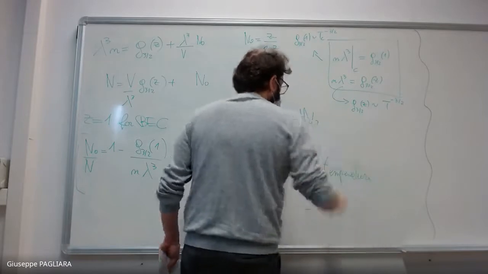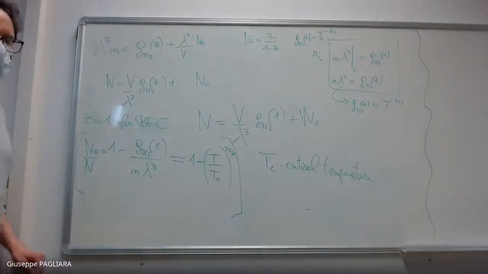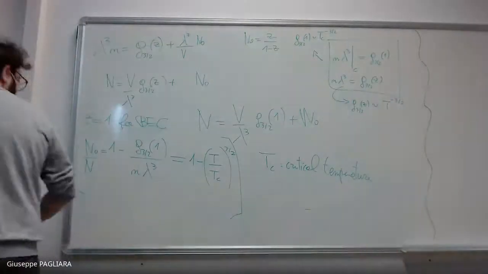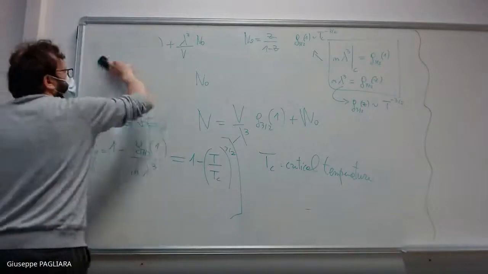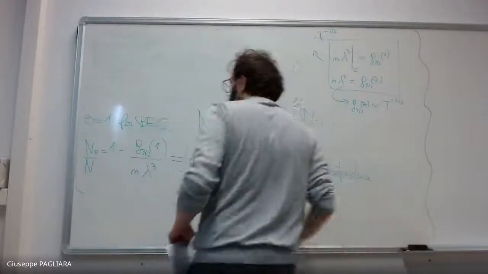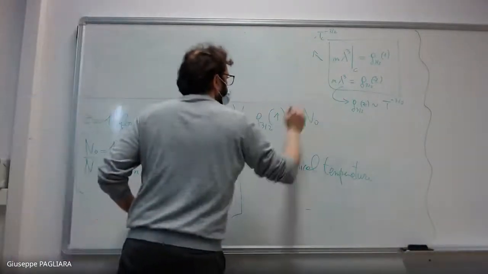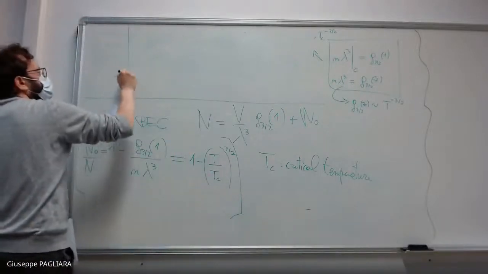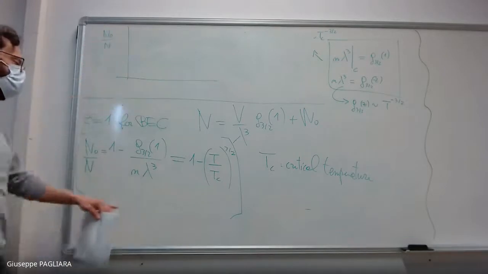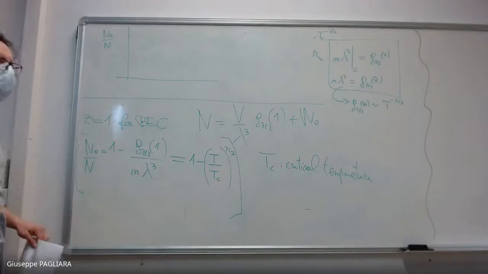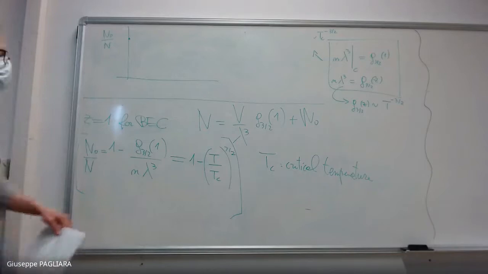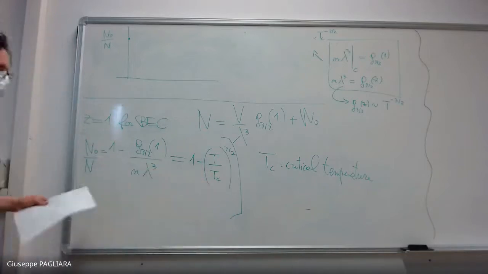Okay, so I can make a plot now. To make the plot of this quantity, here I will put n0 divided by n. Now for t equal to 0, this is equal to 1. And for t equal to tc, it is equal to 0.